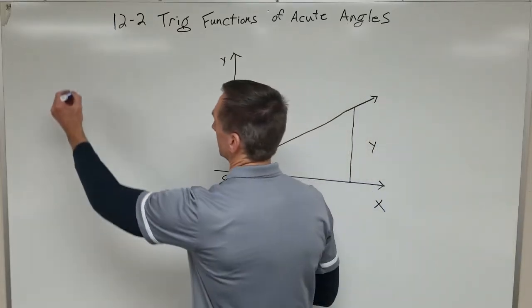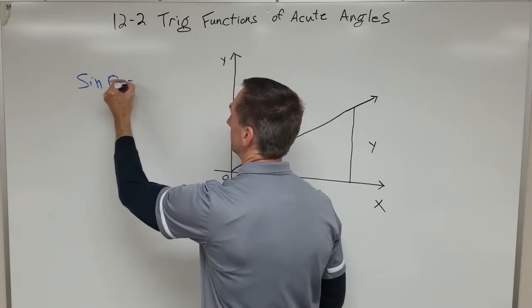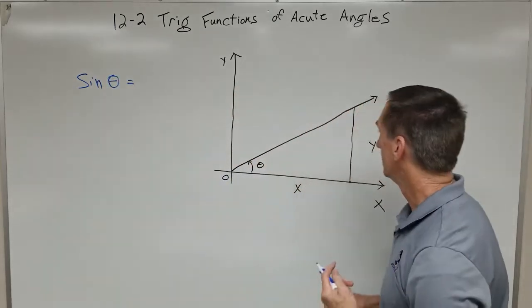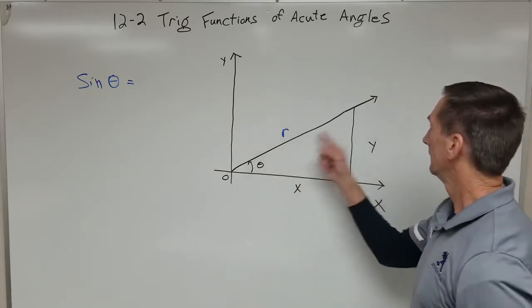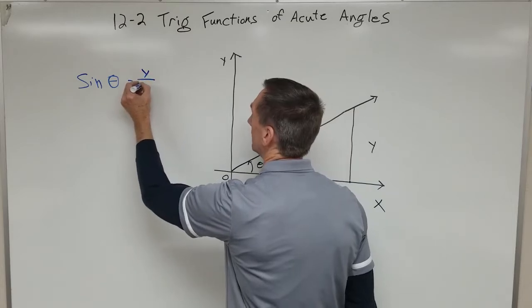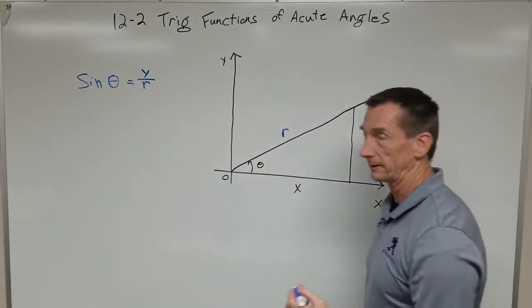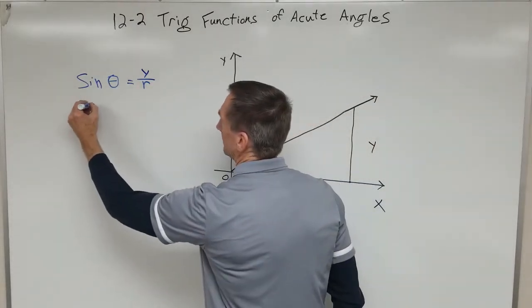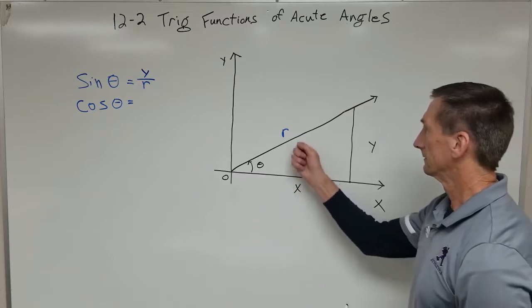We're just going to define some things such as the sine of theta. The sine of an angle is y over the radius. We can write that y over r, and it's very useful. We'll use that a lot. Also, we've got cosine theta, and that of course is x over the radius.